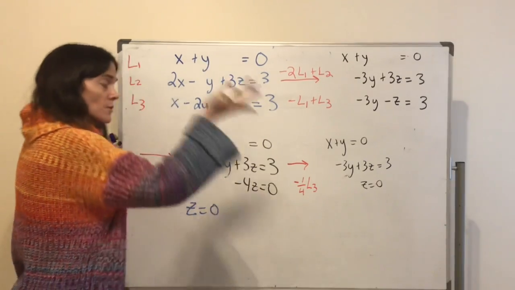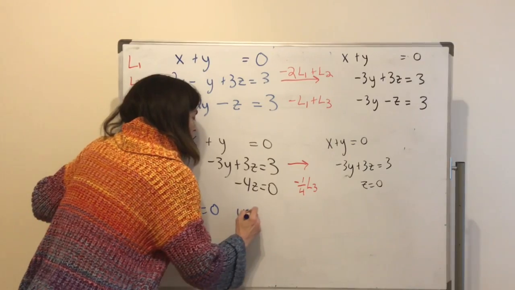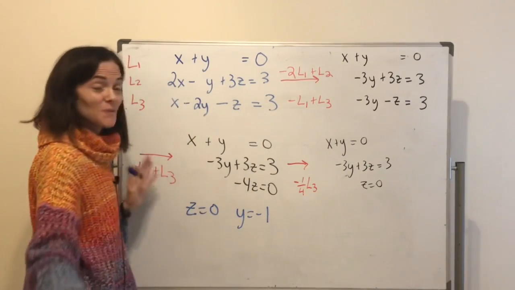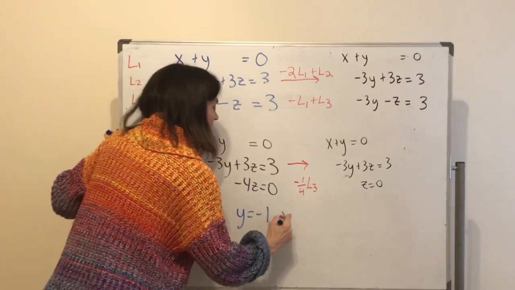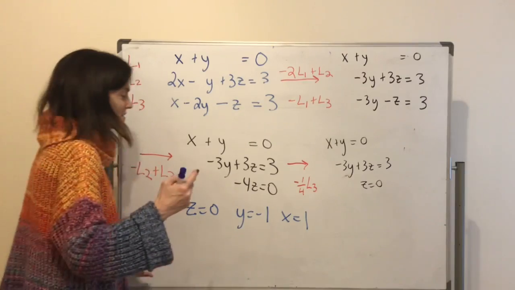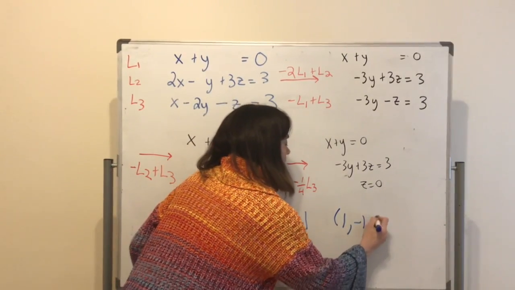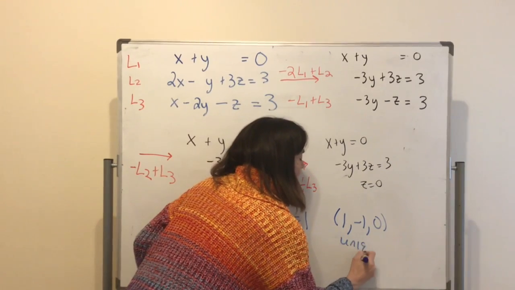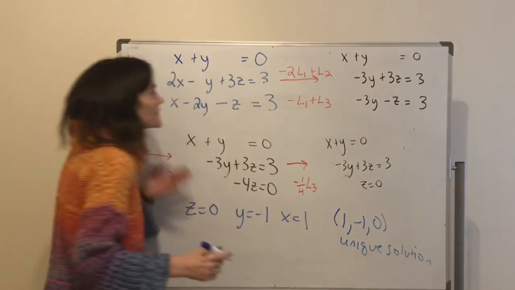Once z is 0, step back to line number 2, and we get that y is negative 1. Once y is negative 1, step back to line number 1, and you get that x is 1. So you see here, we have a unique solution. It is the point (1, -1, 0). We have exactly one solution to this linear system.